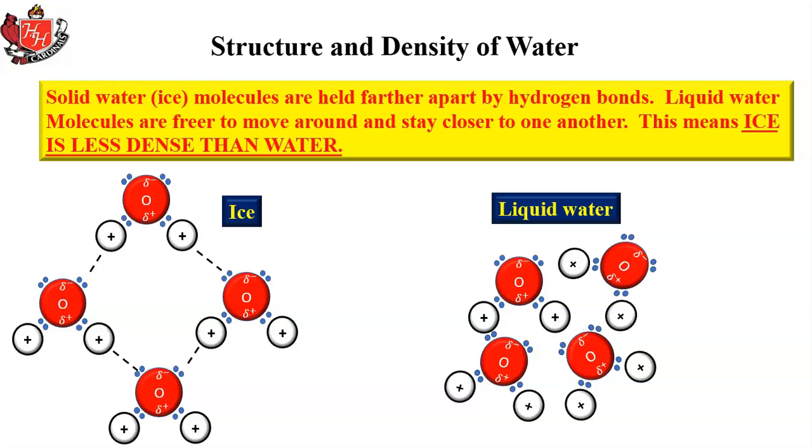So the fact that water has this unusual property that solid water is more spread out, that's really what less dense means. The 4 molecules on the left, as you can see, take up more space. They're more spread out than the 4 molecules of liquid water on the right. So that means it's less dense. So that means ice floats on top of liquid water.